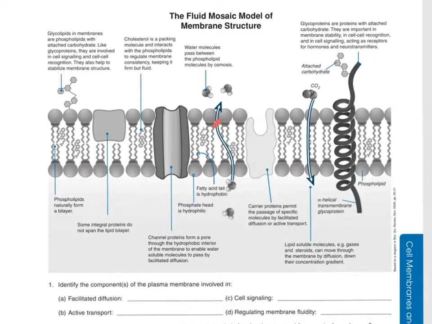Some of these phospholipids have these sugars that stick off it. They're called glycolipids. Why do we call these glycolipids? Because there's a sugar on it. There's a bunch of sugar stuck on it.